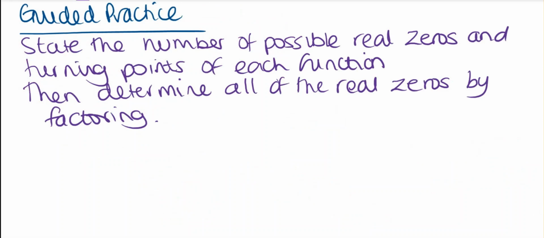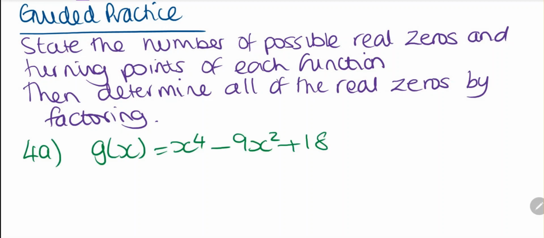So guided practice question. State the number of possible real roots and turning points of each function, and then determine all of the real roots by factoring. So the question: we have the function g of x is equal to x to the 4 minus 9x squared plus 18. So we're going to use the quadratic form. So just going to rewrite. We've got x squared to the power 2 and then minus 9x squared and plus 18.